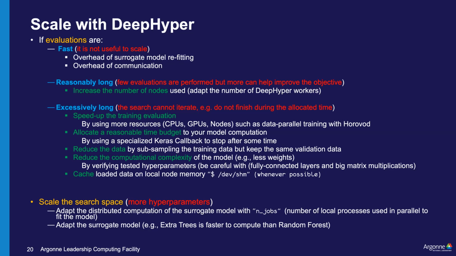Another type of scaling with DeepHyper is how to scale the search space. If you start to define more and more hyperparameters, you have the possibility to adapt how the surrogate model is computed by using the n_jobs variable and adapting the number of local processes used to compute the surrogate model in parallel. You can also adapt the type of surrogate model. For example, extra trees is an estimator faster to compute than random forests.